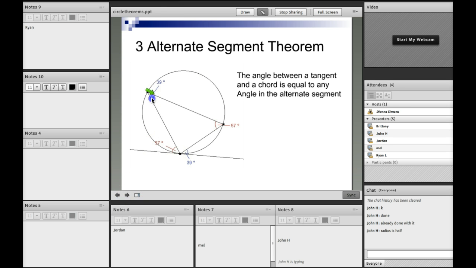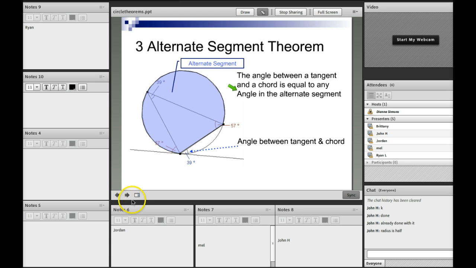So if this angle is 39, again, think of this as a chord, right? This angle out here would be 39. This angle over here would be 57. So the angle between a tangent and a chord is equal to any angle in the alternate segment. So there's the angle between the tangent and the chord, and there's the alternate segment.